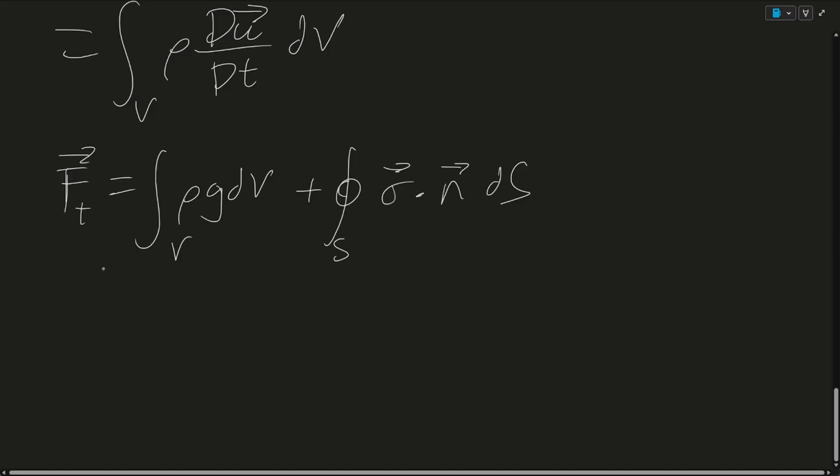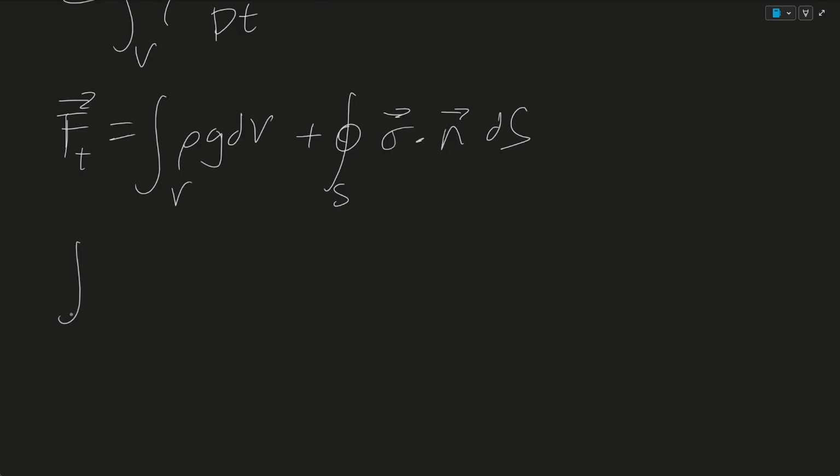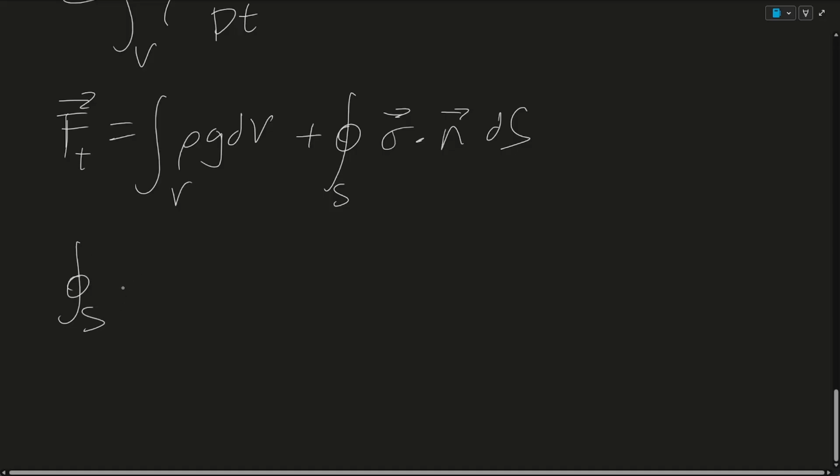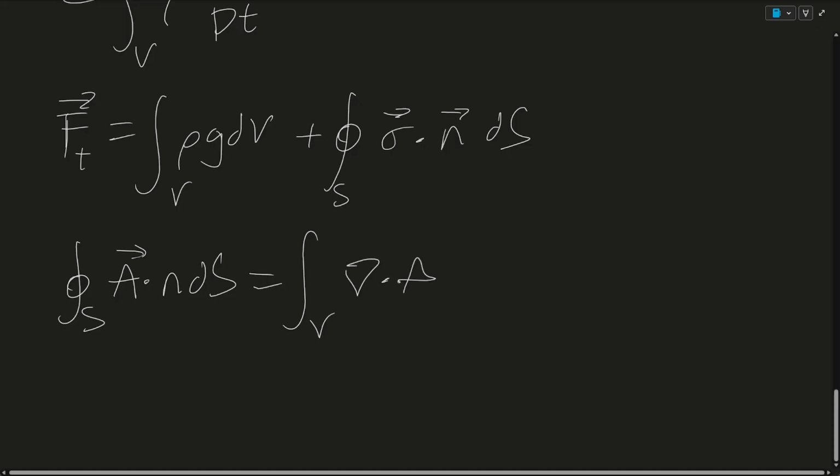And this is kind of useful because we have a useful formula for getting rid of annoying things like this and making them over volumes. Pardon me. Anyway, we're going to do the A thing again. So for a field A, we have that, I'll write it the other way around, over S of A dot n ds is equal to the volume integral of the divergence.